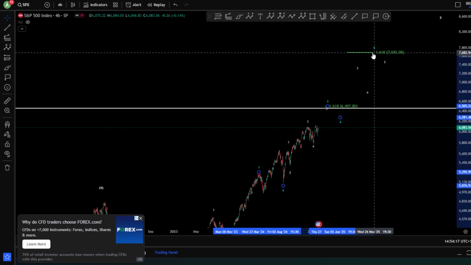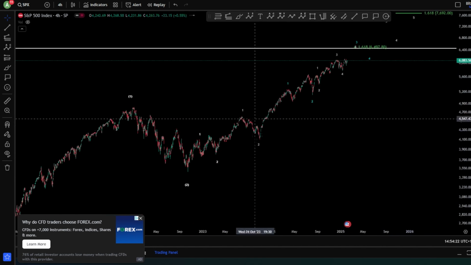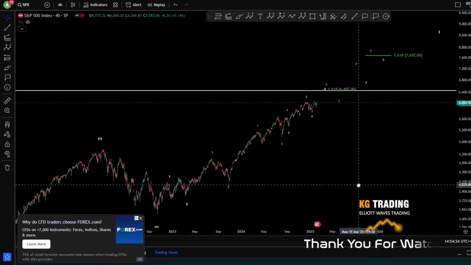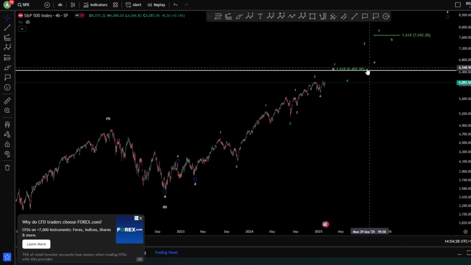Basically, you know, S&P is always kind of like this. We have to catch only the small waves somehow when it starts to count. Yeah, basically, of course, this is what I'm looking for.